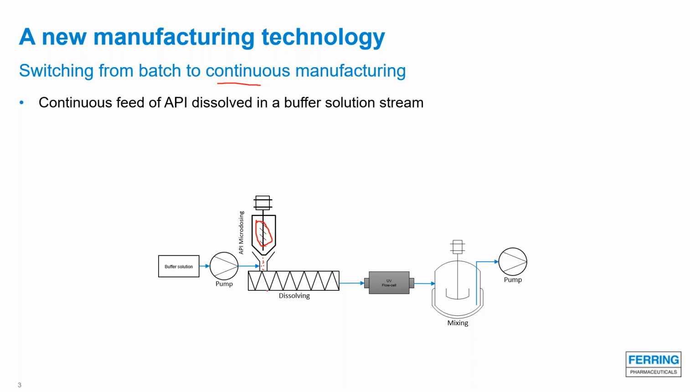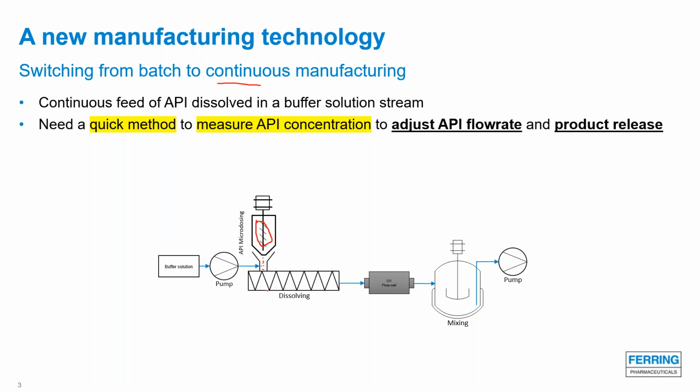It becomes obvious in this case that we will need a quick method to determine the API concentration in order to adjust the API flow rate on the fly and be within the specification at the end. And of course, if we collect the data over time, meaning the concentration of the product over time, then we will actually have no need to do it on the final product. We can substitute these online measurements for the offline measurement.